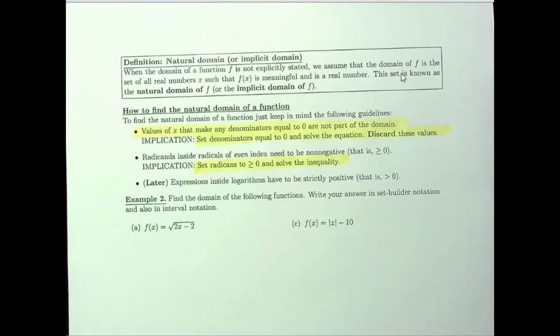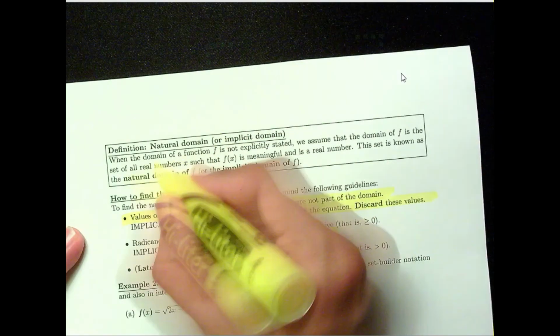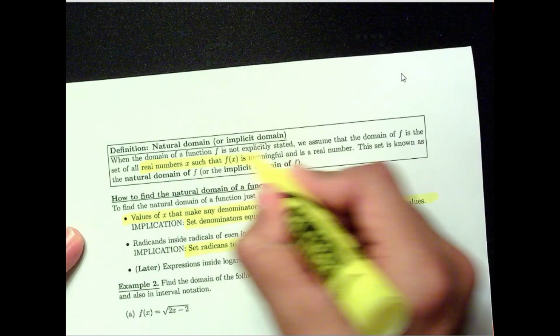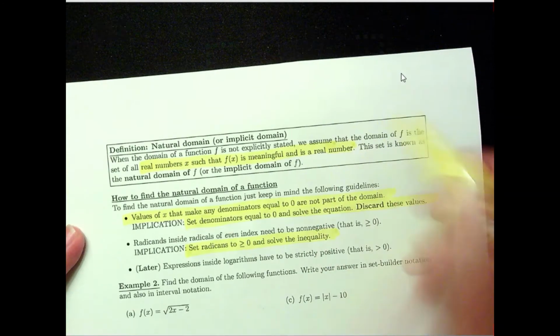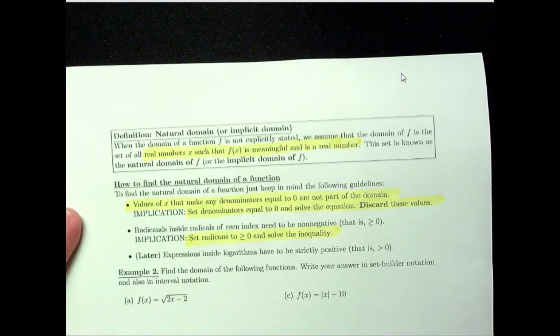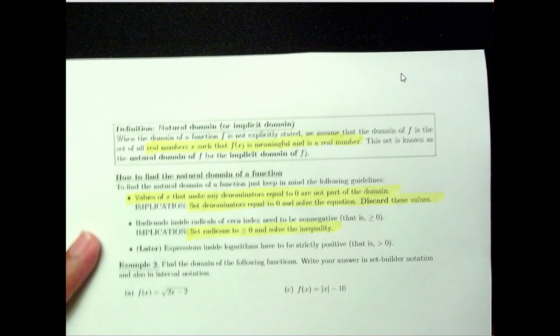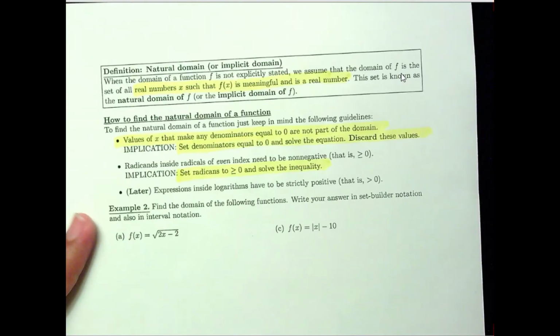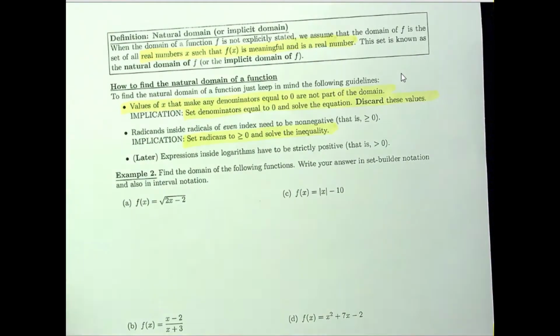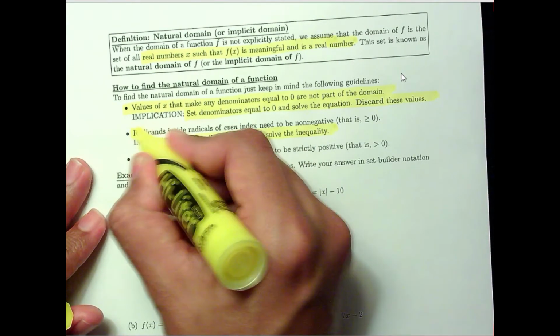Like square root of -2. That's imaginary. It's a complex number. So you don't want those. You want, remember, all real numbers that you can plug into the formula and get back a real number. That is the natural domain. Okay, so those are the only 2 bullet points that we're going to worry about for now.